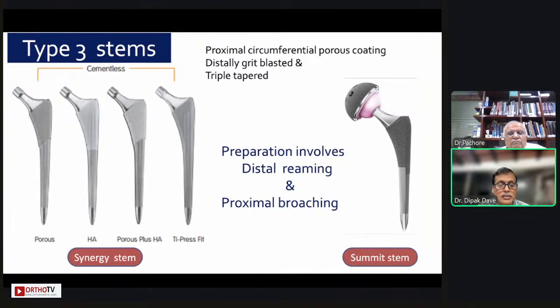If you look at the Synergy stem, literature-wise the longevity is very good. The success rate is almost 98 to 99%. A very good, excellent stem. But the problem is it's quite long. The fixation is in the metaphyseal region, so in a primary situation for an Indian patient, this is quite a long stem. So this is type 3.